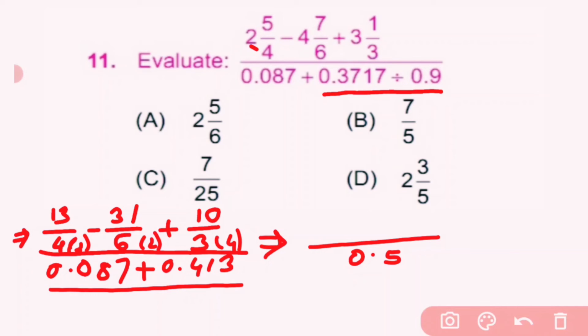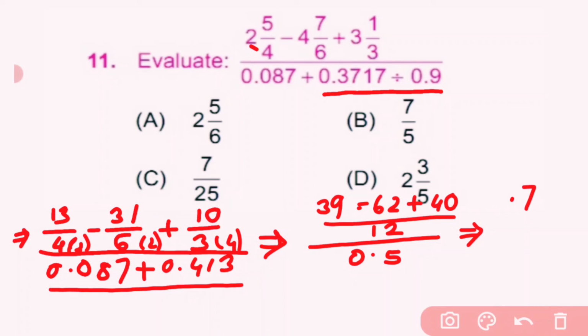13 into 3 is 39. 31 into 2 is 62 and 10 into 4 is 40. Divided by, LCM is 12. 39 minus 62 plus 40 is 17. 17 by 12, by 0.5.